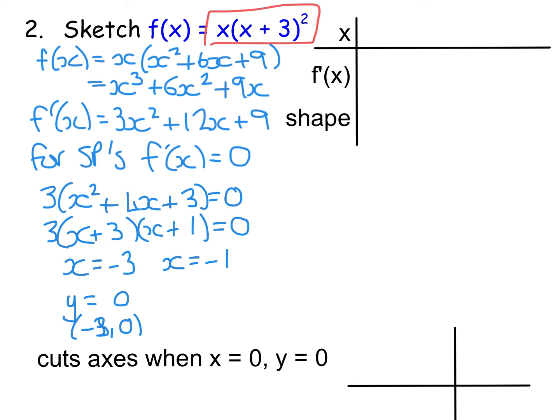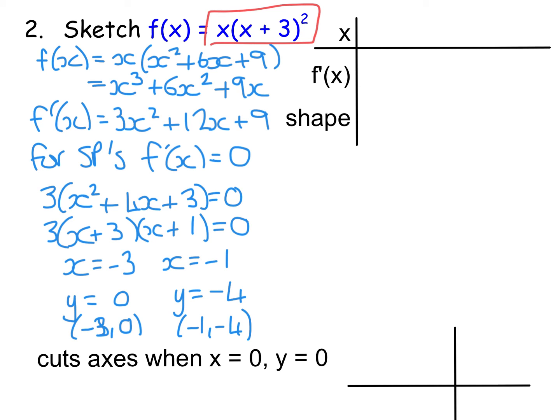If I plug in minus 1, then minus 1 plus 3 is 2. 2 squared is 4. 4 times minus 1 is... no, 4 times minus 1 is minus 4. So my other turning point is minus 1, minus 4.